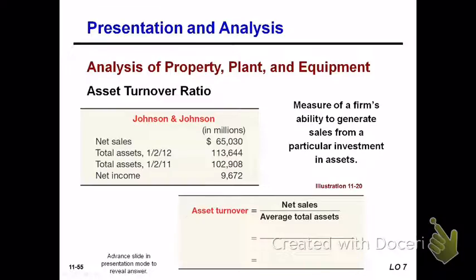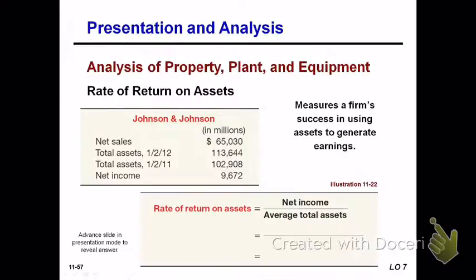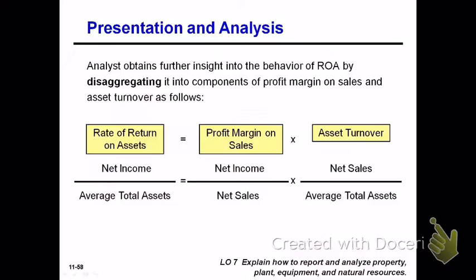Analysis, we have some things we can look at to see how the company is performing. So an asset turnover ratio tells you the company's ability to use their assets to generate sales. Profit margin tells you how much of each dollar of sales ends up being profit. Rate of return on assets tells you the return earned on the assets in place. So are they successful in using their assets?